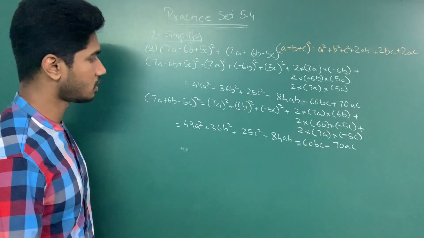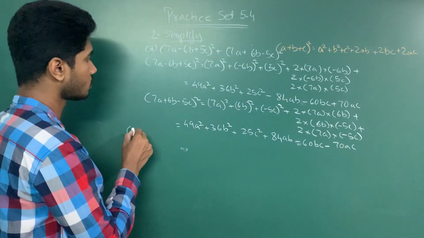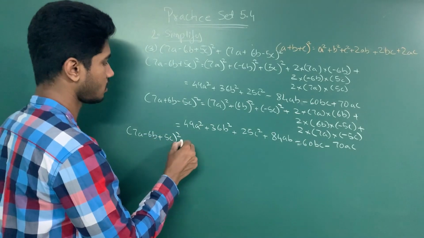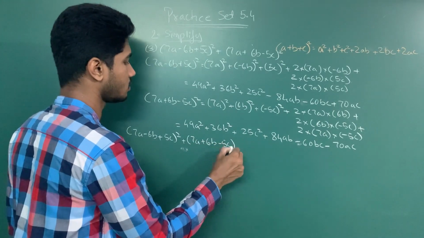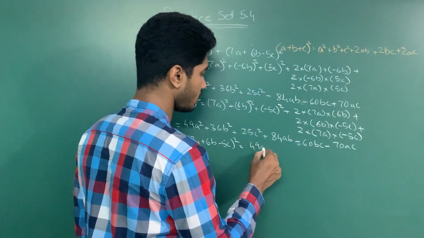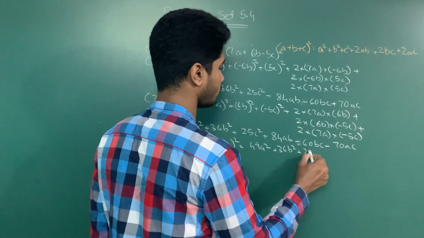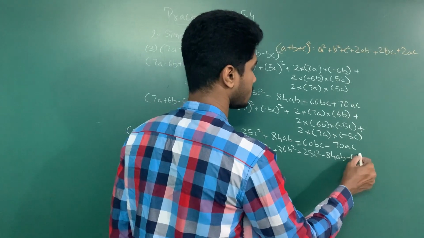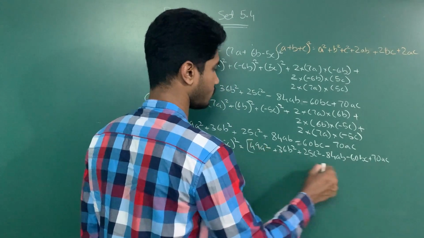So we got the result of both the brackets. We'll write it together with a plus sign. So 7a minus 6b plus 5c the whole square plus 7a plus 6b minus 5c the whole square equal to 49a square plus 36b square plus 25c square minus 84ab minus 60bc plus 70ac. This becomes your first bracket.